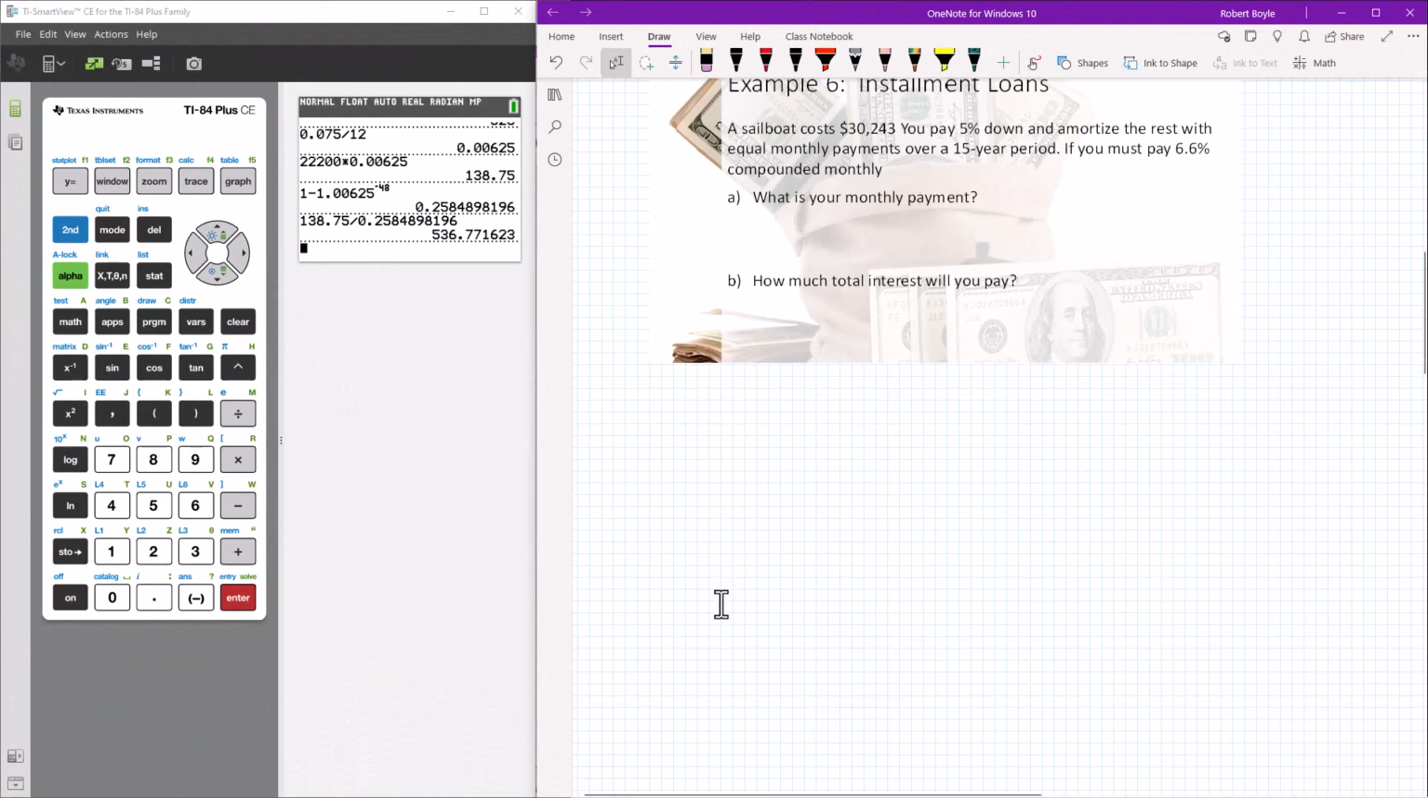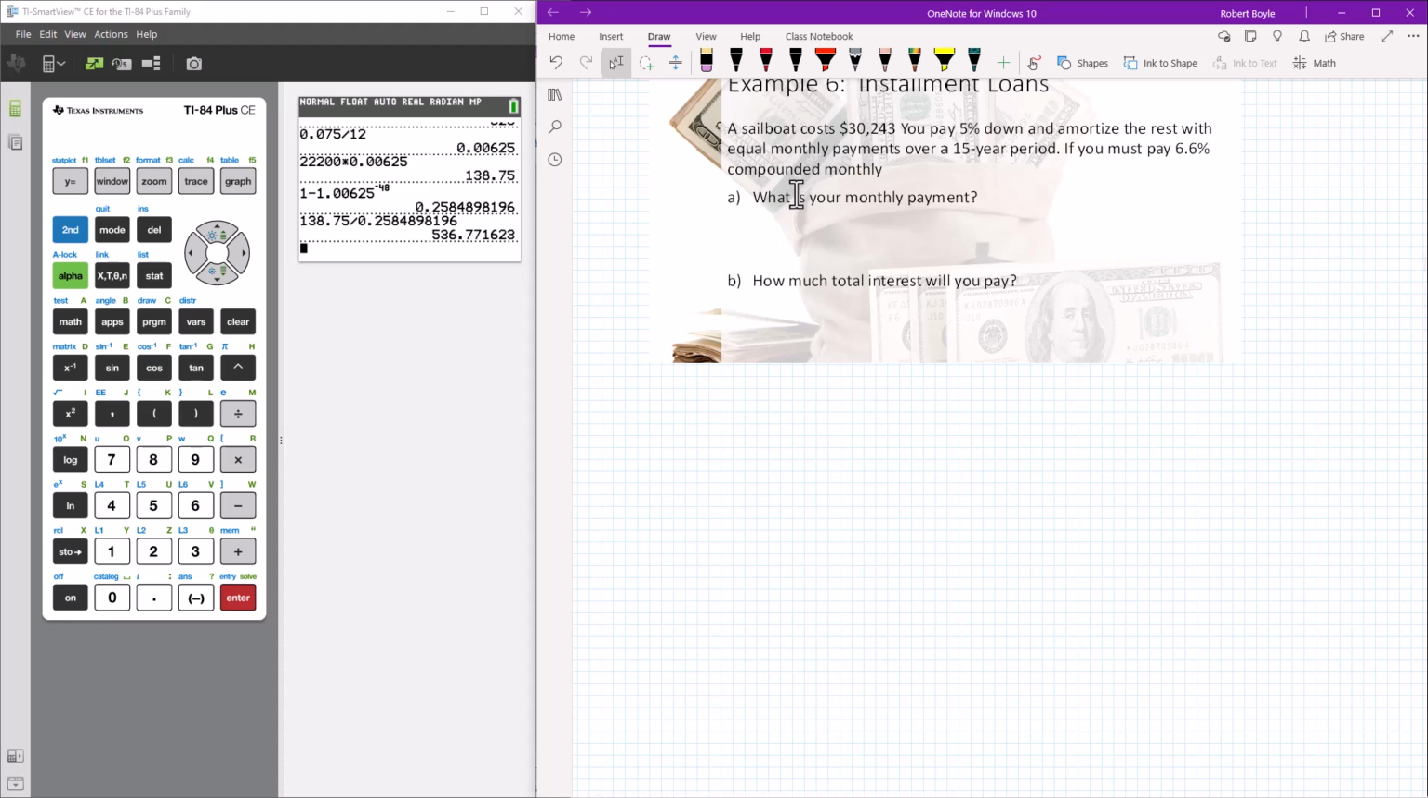Now our next example are installment loans. Here, we have a sailboat that costs $30,243, and you've made a 5% down payment, and you're going to amortize the rest, which basically means you're taking out a loan for the rest, with equal monthly payments over a 15-year period. So it's kind of like you're taking out a small mortgage for a sailboat. If you must pay 6% interest, annual interest, compounded monthly, the first question is, what is your monthly payment?